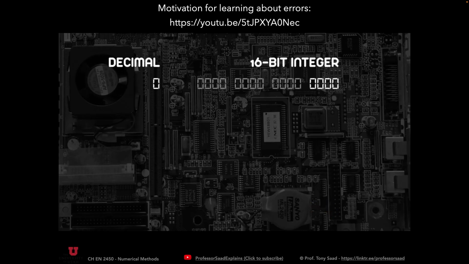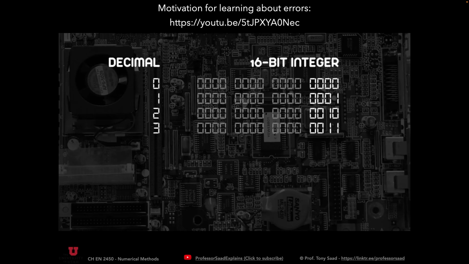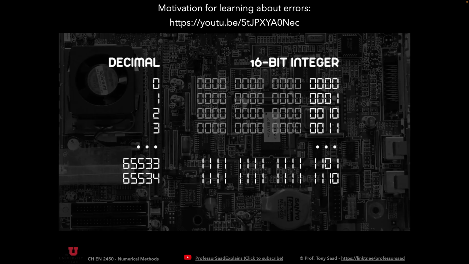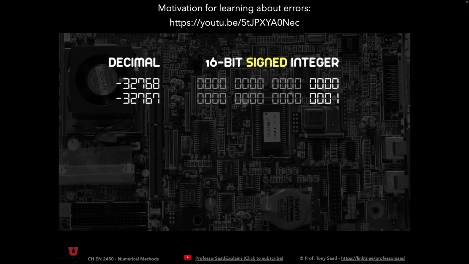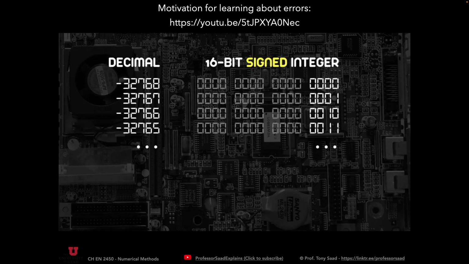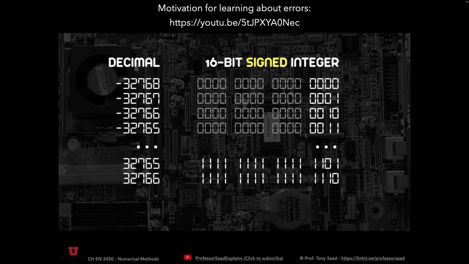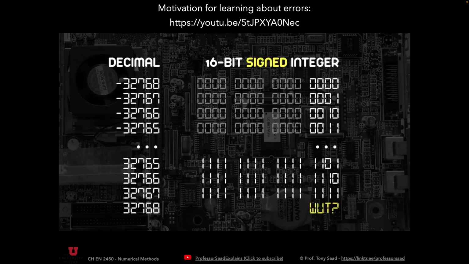With 16 bits, you can store anything from 0 to 65,535. Or, if you throw in a sign, then 16-bit signed integers cover everything from minus 32,768 to positive 32,767. But anything bigger than that, and again, you've run out of bits.